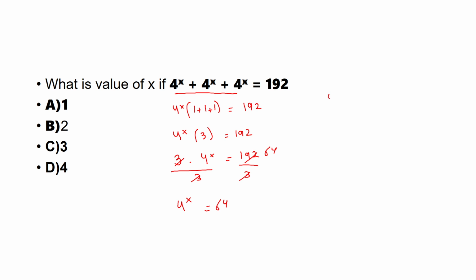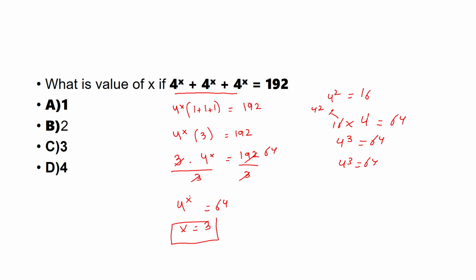Now we know that 4 square is 16, and if you multiply 4 by 16 we get 64. It means that 4 power 3, or 4 cube, is equal to 64, because this is 4 square times 4, and in multiplication when the bases are same the powers are added. So we have 4 cube is equal to 64, which means that the value of x here is equal to 3, because 4 cube is equal to 64. The value of x is 3.